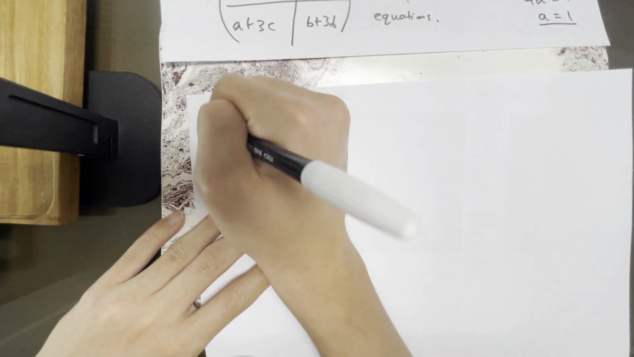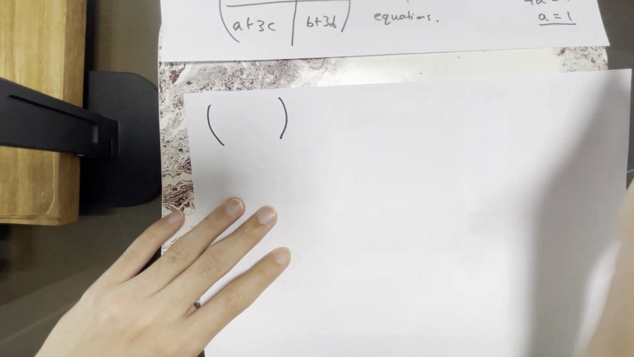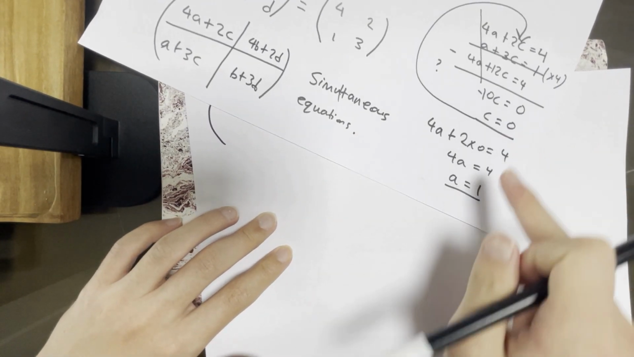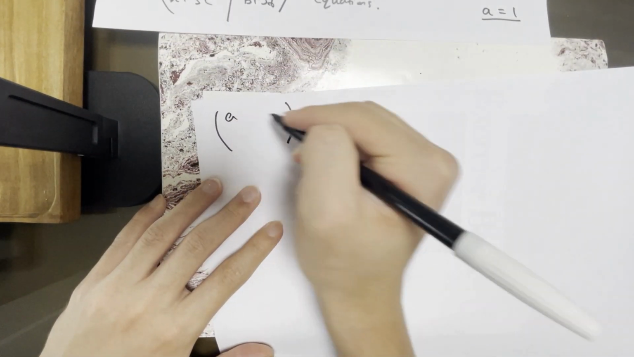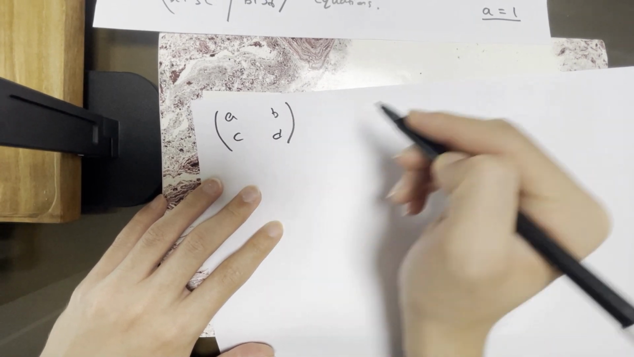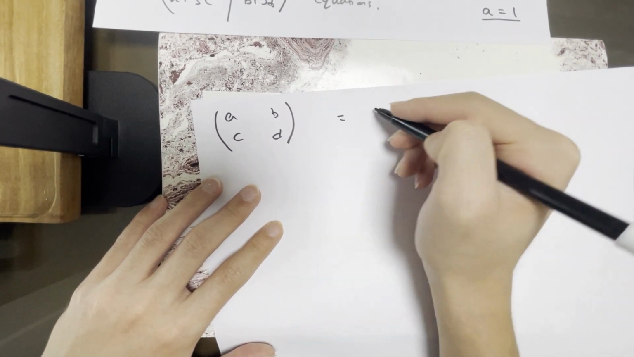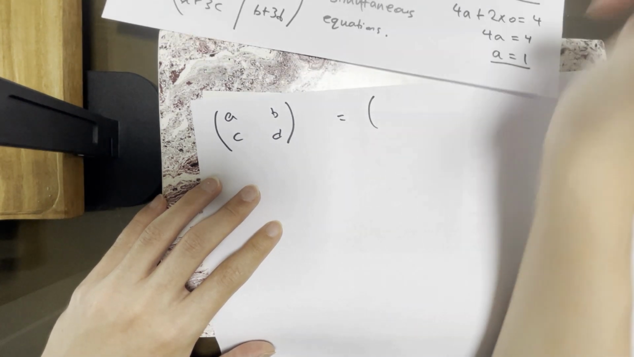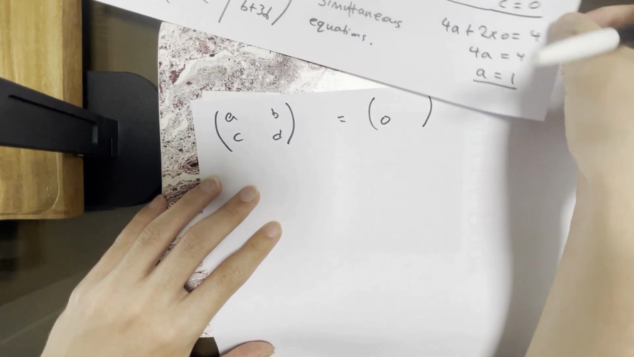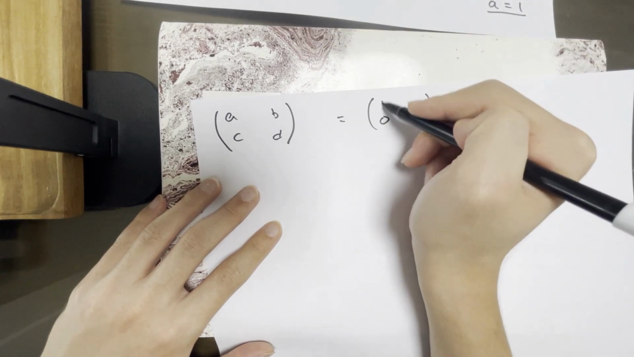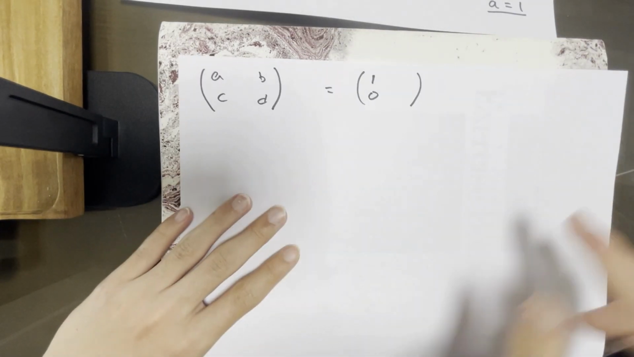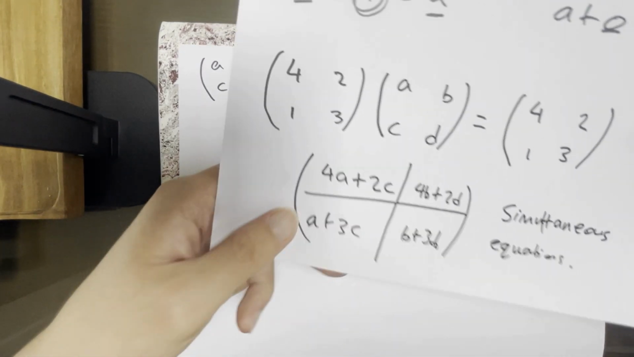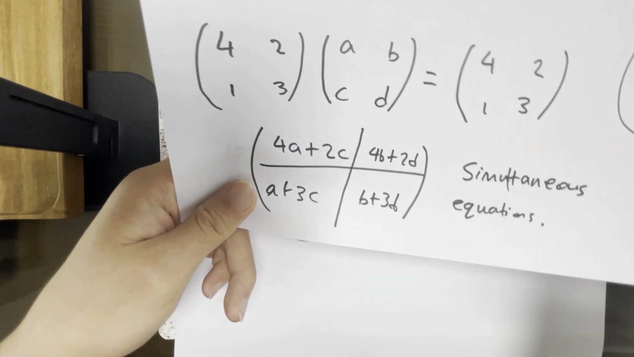If we slowly fill this in together from before, remember c is 0 and a is 1. So we have A, B, C, D, and C is 0. We just calculated it. And A is 1. So we have two of the numbers filled in. Let's look at the equations that we've calculated before. We have 4b plus 2d.